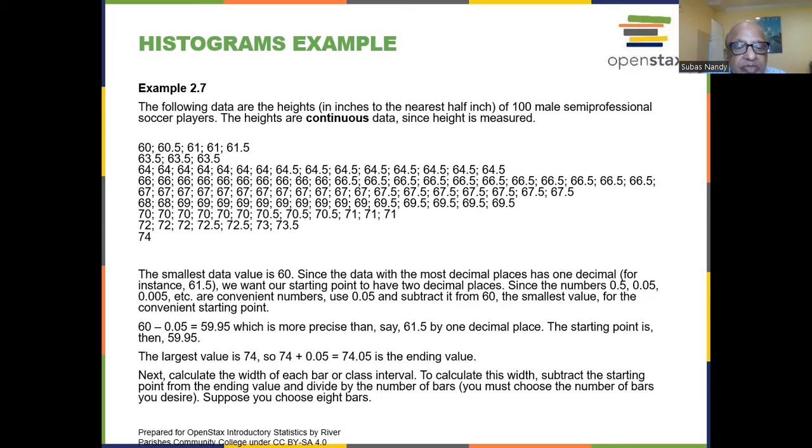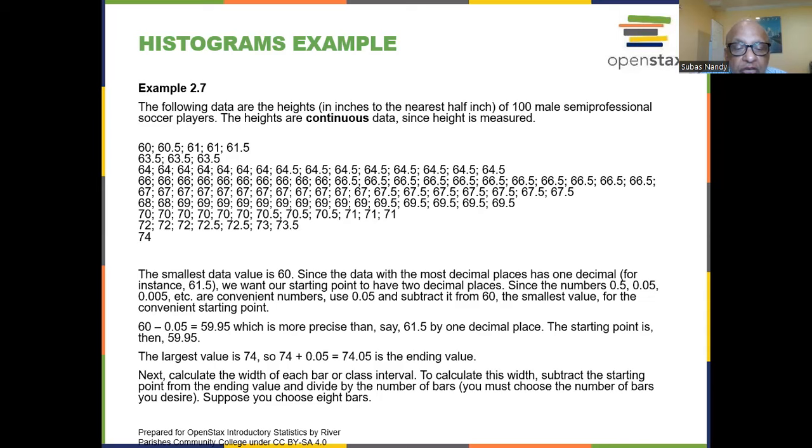So the starting point becomes 60 minus 0.05. Why did we take 2 decimal places? Why did we subtract 0.05 instead of 0.5? Because the most number of decimal places is 1, such as 61.5. That's the reason. So the starting point is 59.95. The largest value is 74, so 74 plus 0.05, which is 74.05, is the ending value.